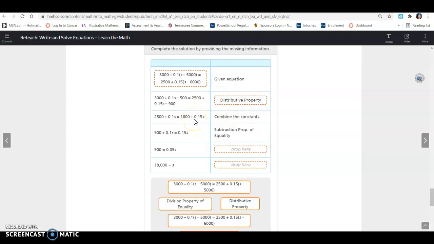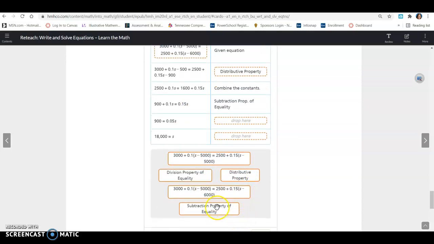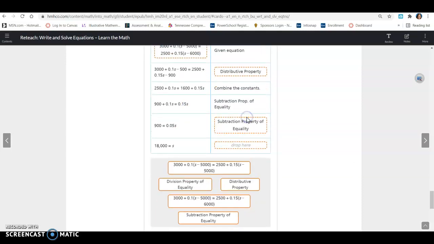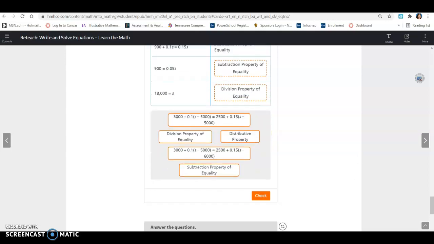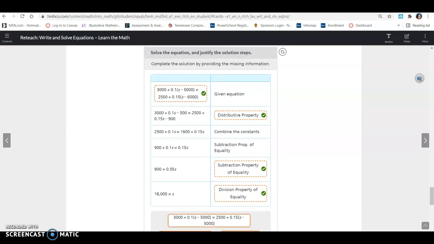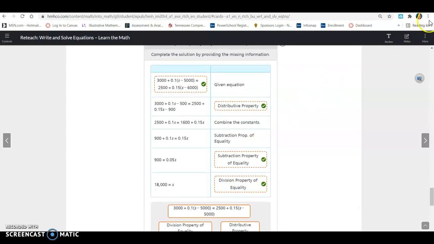All right, so then it says they've combined constraints, we've subtracted, and what are we doing to get to this next step? So they are using subtraction again. And then we are dividing. So you're going to divide, you want to get S by itself. We want to isolate that variable. So we're going to divide by 0.05. And then you can hit check and you can see if you're on the right track or not.